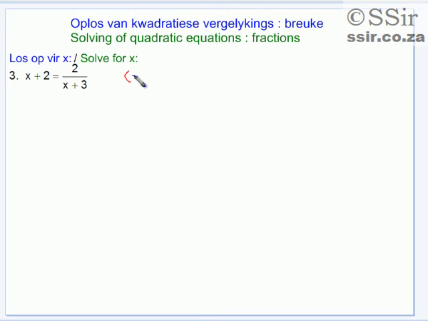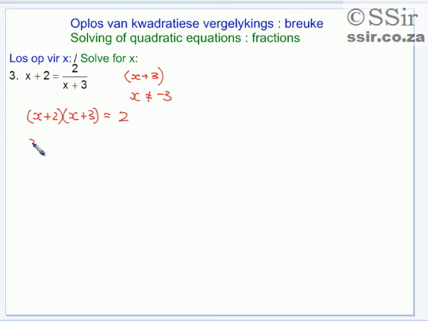Number 3, the LCM is x plus 3, so immediately we can write down that x may not be minus 3. Multiply the whole left-hand side, which is x plus 2, by the LCM. And on the right-hand side, I have only 2 because the x plus 3 will cancel out with the LCM.